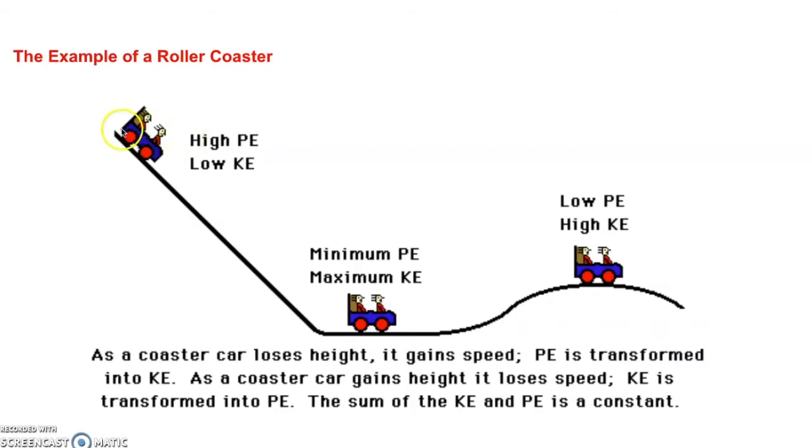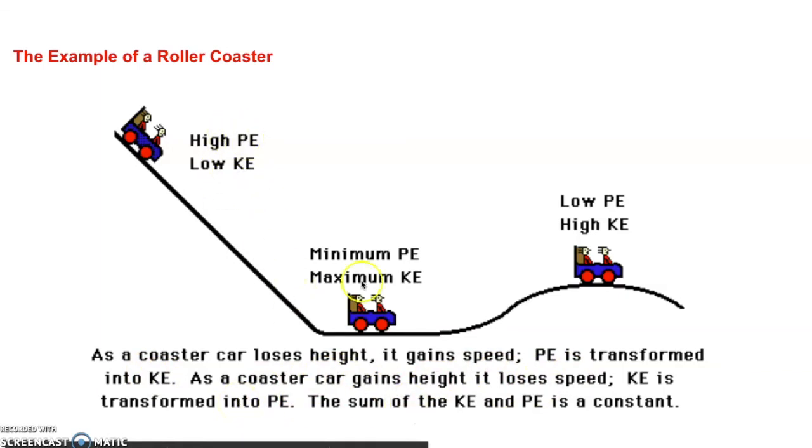Here's a roller coaster. So at the very top of the roller coaster, high potential, low kinetic. At the bottom, we got minimum potential, maximum kinetic. And then as we go up this little hill, we get a little bit of potential back, which means our kinetic goes down a little bit, but it's still going pretty fast. But as a coaster loses height, it gains speed. Potential energy is transformed into kinetic. As a coaster gains height, it loses speed. Kinetic energy is transformed into potential energy.